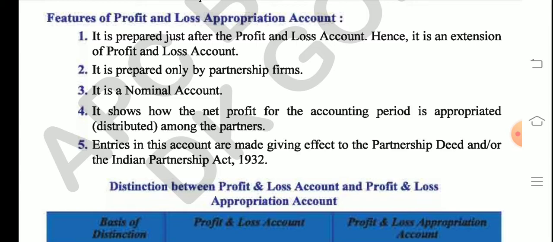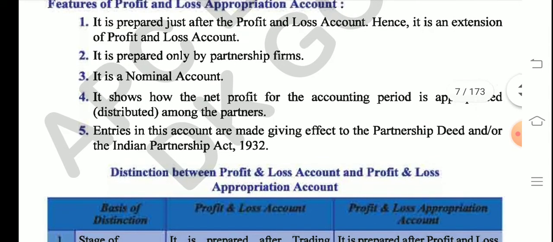It is a nominal account. What do we mean by nominal account? Nominal account means all the expenses will be debited and all the incomes will be credited. So on the debit side, whatever expenses the firm has incurred, like salary of the partner, commission of the partner, or interest on the capital of the partners, is written on the debit side.